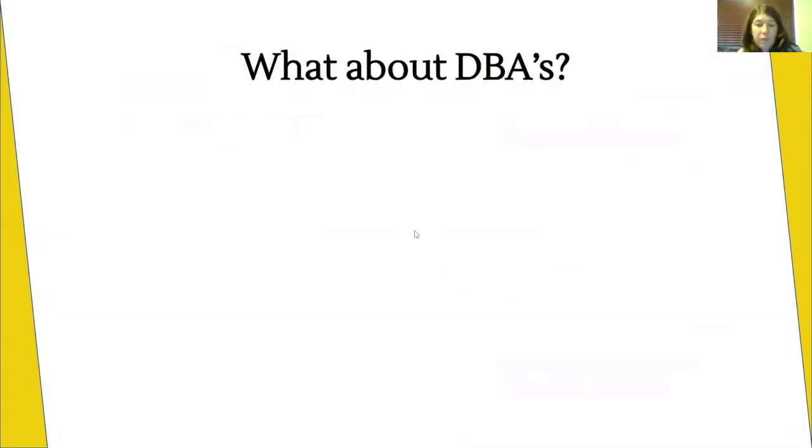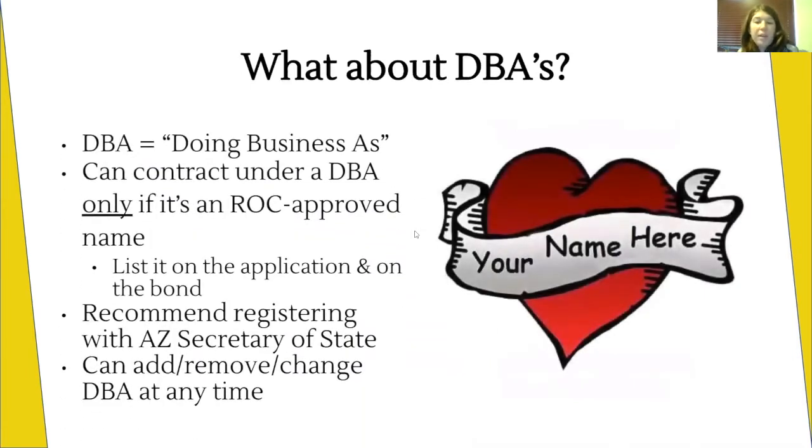The next step is DBA. A DBA is optional, but if you want to have one, it's you're doing business as another name that you can advertise under, and it needs to be approved by us. Both your entity name and your DBA can't have a scope of work that you're not licensed to do. That is in the Arizona Administrative Code. But if we approve your DBA, it needs to be listed on your application and on your bond. So there's fields in there where you're going to enter your DBA.